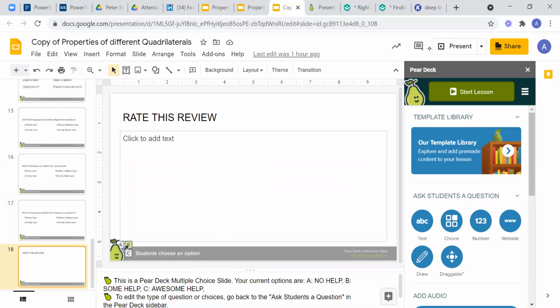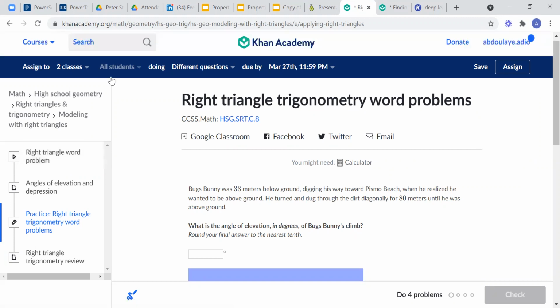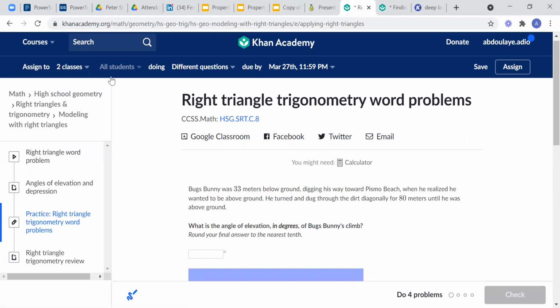Number 18 is about your opinion, and it matters a lot. And then if you go on Khan Academy, these are the things to do for today. Make sure you watch the video and then you solve all these problems that are enumerated here. So class, make sure you do the Khan Academy work very well. And if you have not done the pair deck, since we've reviewed everything, make sure you go through it again.